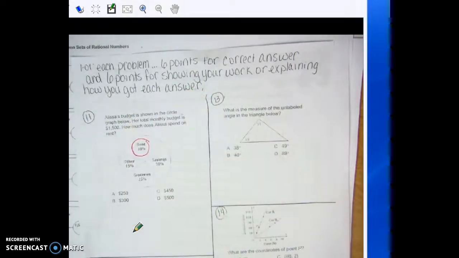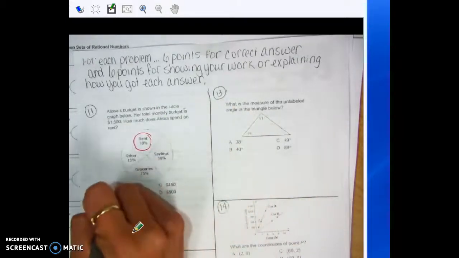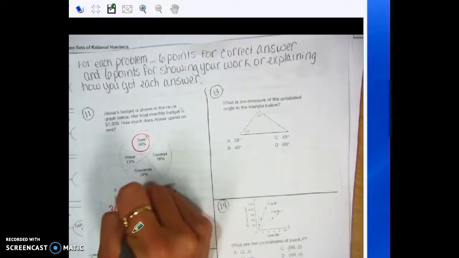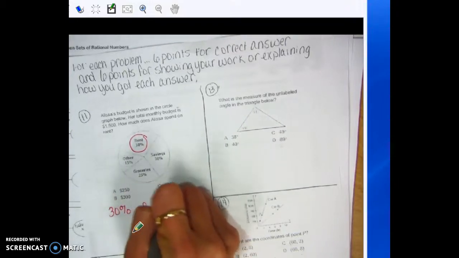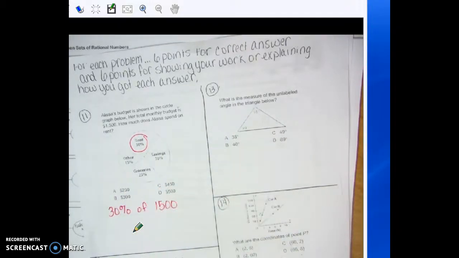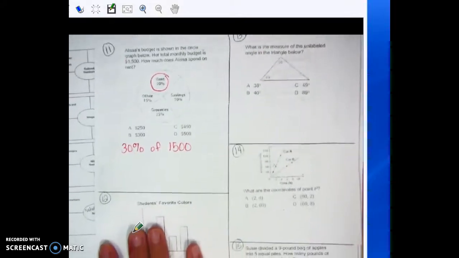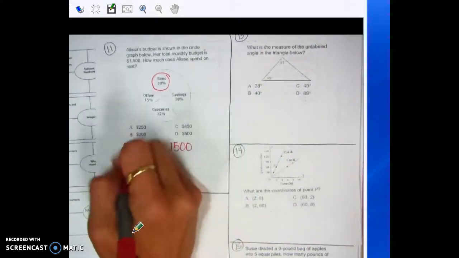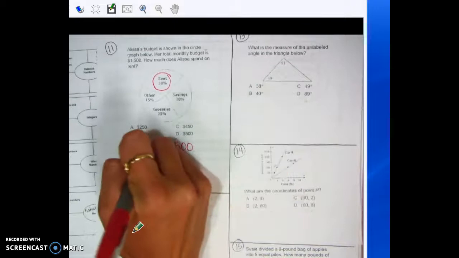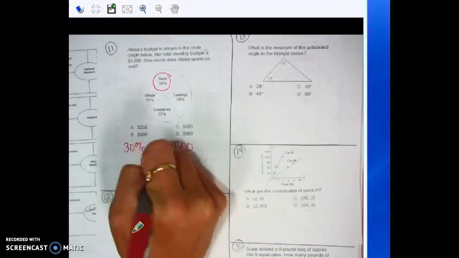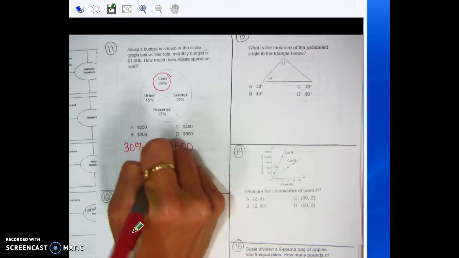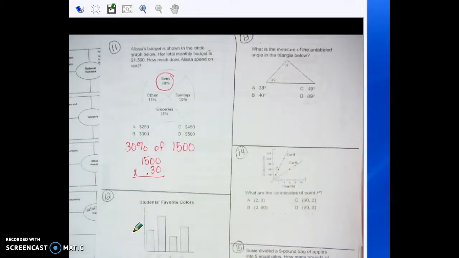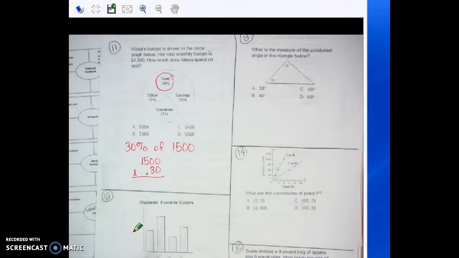Rent is 30%, so you want to find 30% of $1,500. There are a couple ways to do it, but most of the time when I have a percent, I just change the percent to a decimal, which means you move it back 2 places, and multiply. So that would be 1,500 times 0.3, or 0.30. Now there are multiple ways to work it. You could find 10% and then do 3 of those. There's lots of ways. I'm just giving you one way.